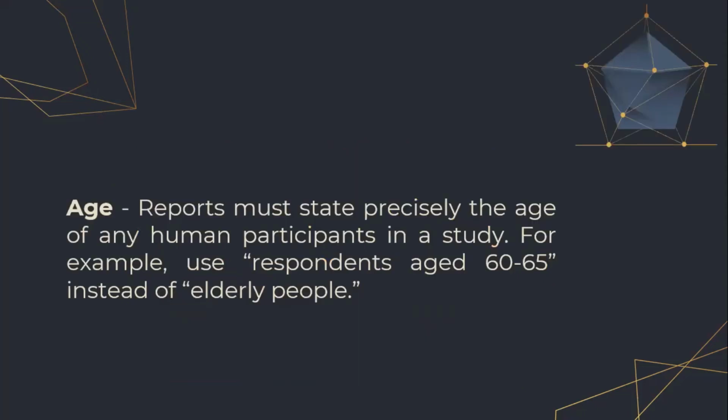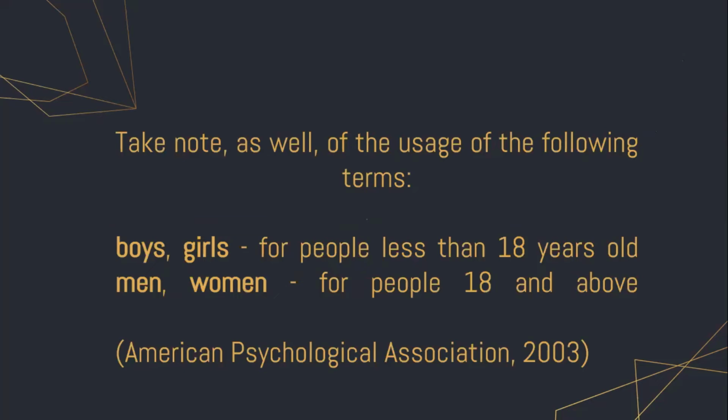Next is age. Reports must state precisely the age of any human participants in a study. For example, use respondents' age 60 to 65 instead of elderly people. So instead of using adjectives to refer to people, just indicate the age bracket of your respondents or participants. Take note as well of the usage of the following terms: boys, girls for people less than 18 years old, men, women for people 18 and above, according to the American Psychological Association.